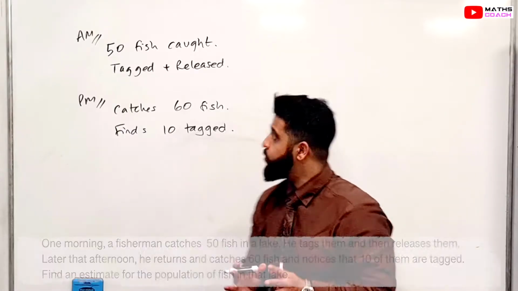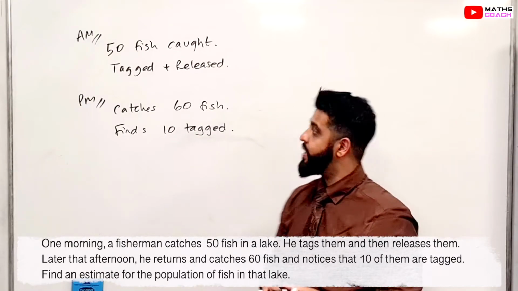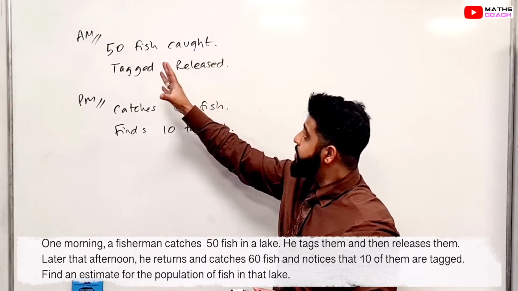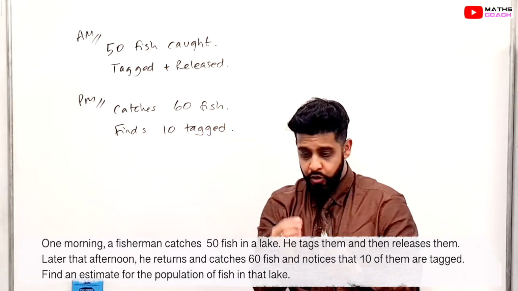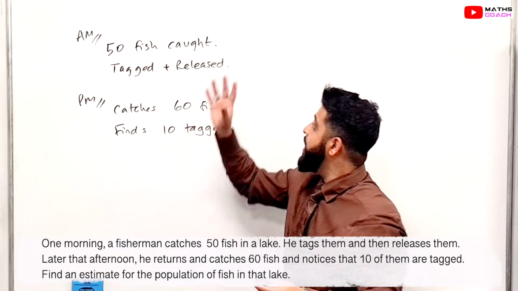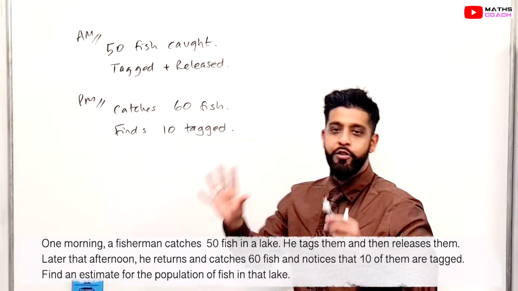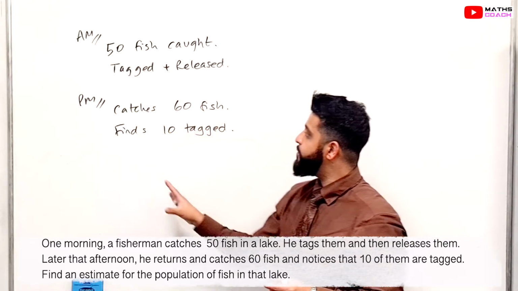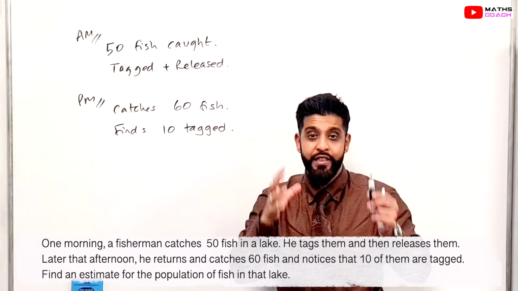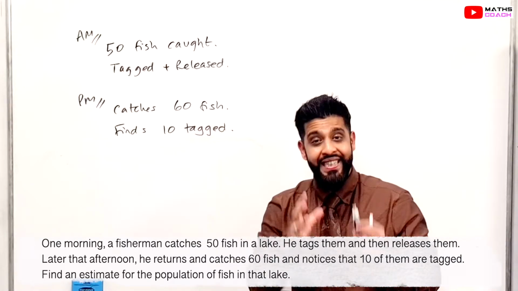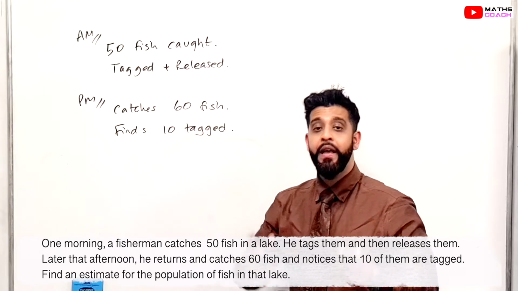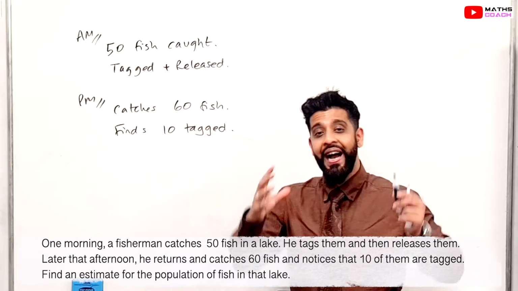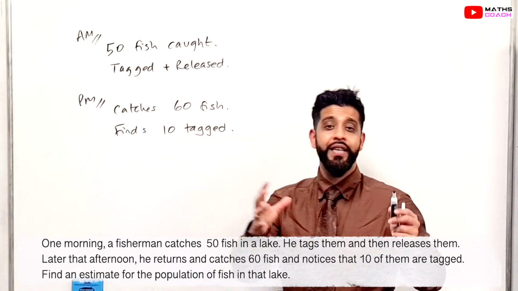Okay, so the first question out of the two that I'm going to do for you in this lesson, we have a fisherman who catches 50 fish in the morning. He tags them, so he puts a little label on the fish somehow, and then he releases them back into the lake. In the afternoon, he comes back and he catches 60 fish. He finds that 10 of them are tagged from the ones that he tagged in the morning. Find an estimation of how many fish are in that lake.